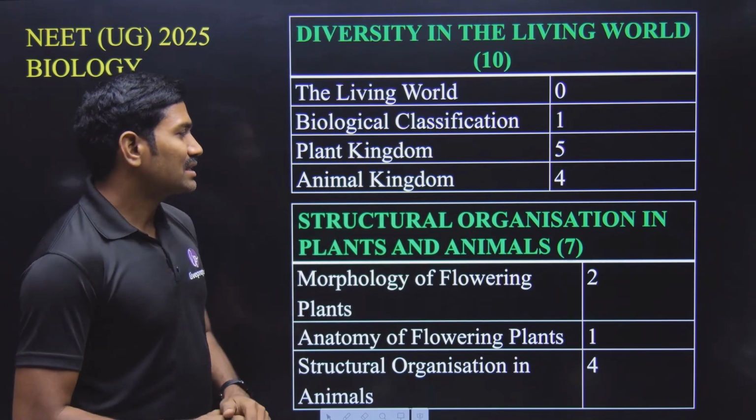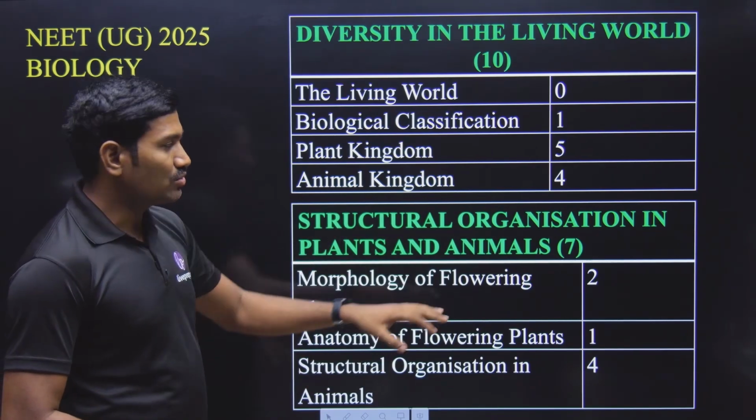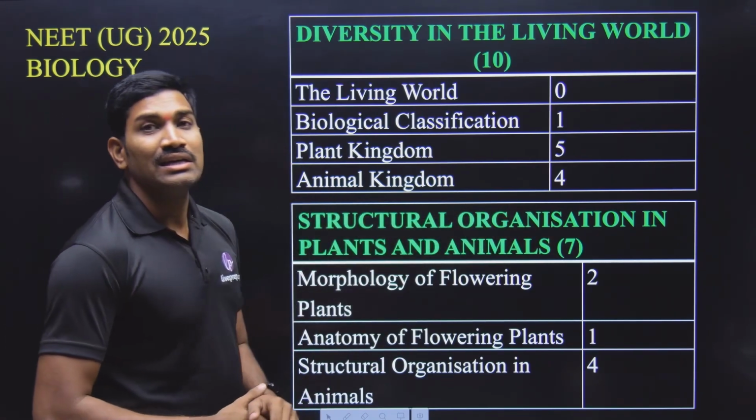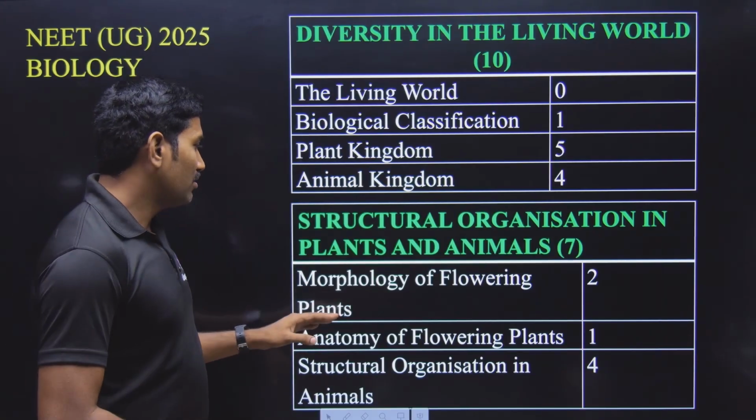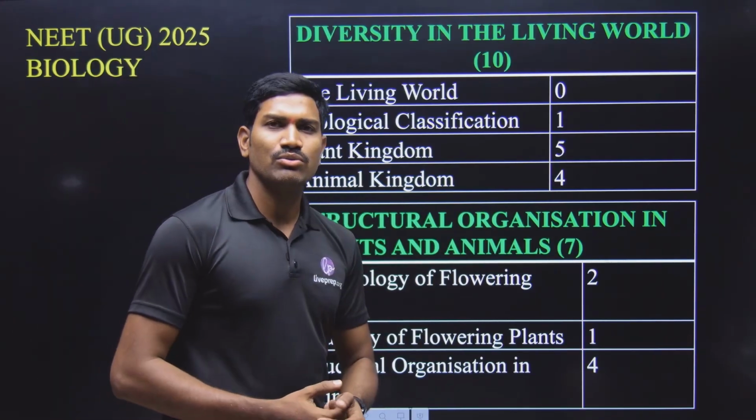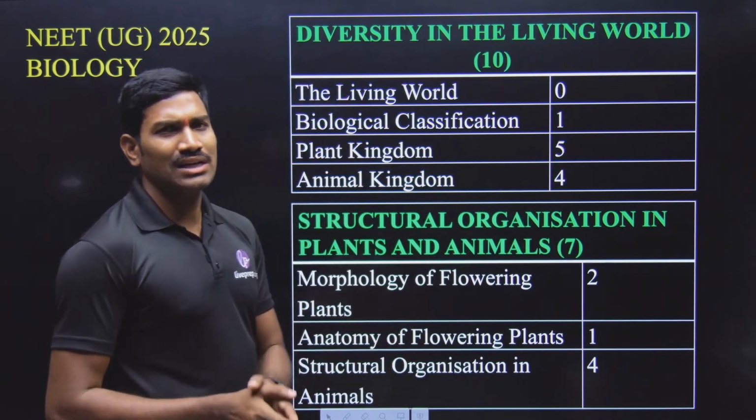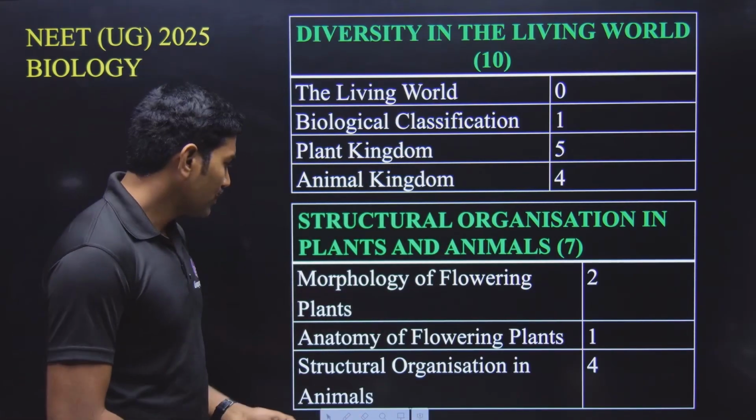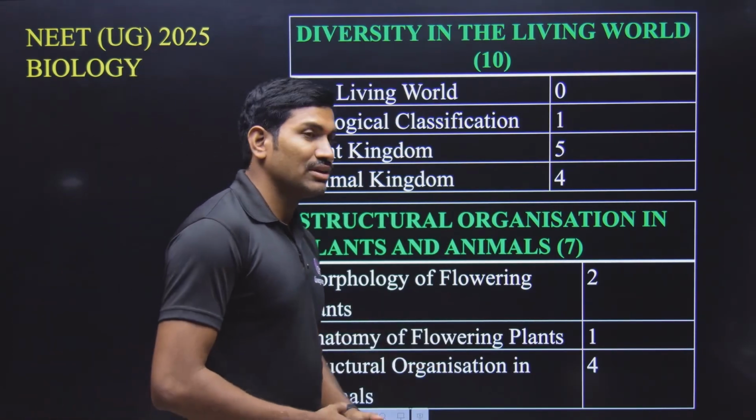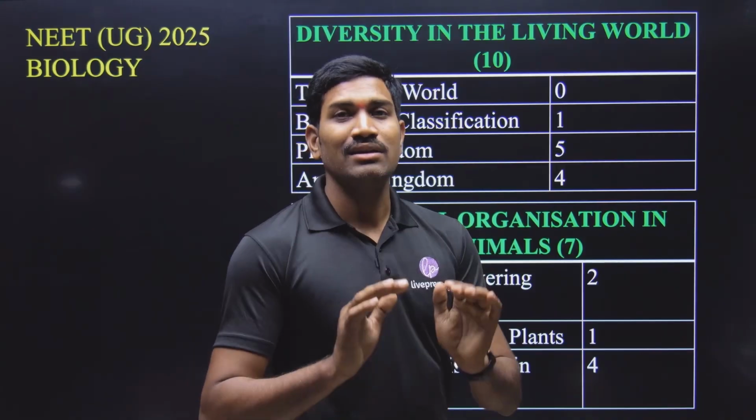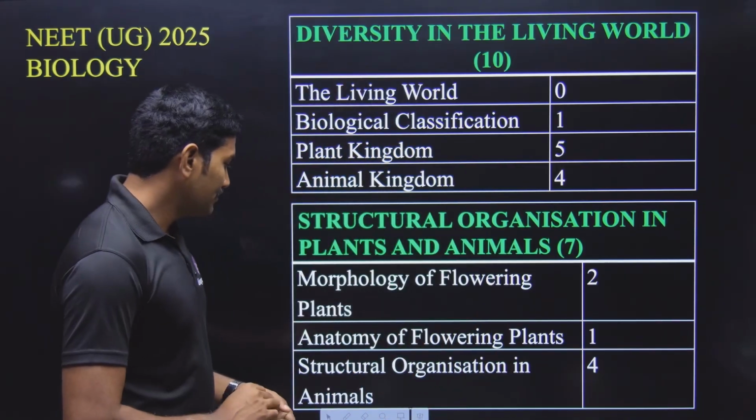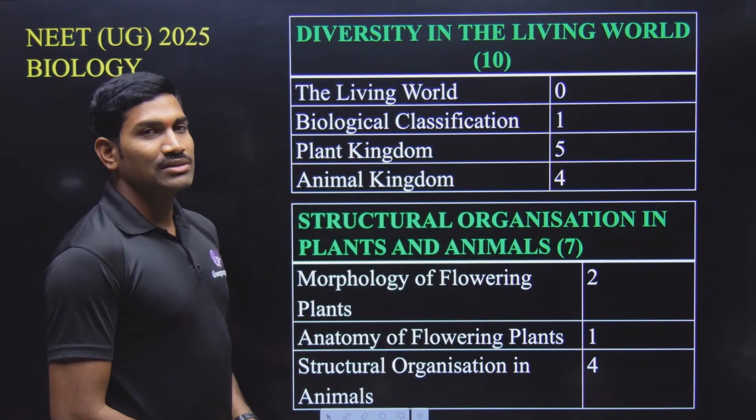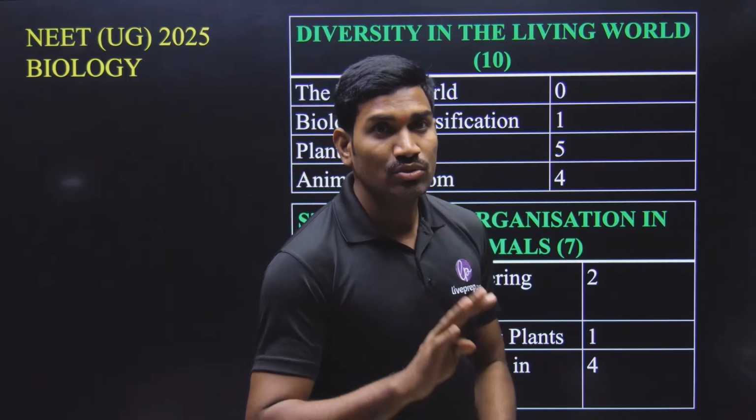Next one, structural organization in plants and animals. From this unit they have asked a total of 7 questions. Morphology of flowering plants, they have asked 2 questions. Generally they ask 2 to 3 questions, so 2 is okay. But for anatomy of flowering plants they have asked only 1 question, so the weightage got a little bit decreased here. And structural organization in animals, for this they have asked a total of 4 questions.